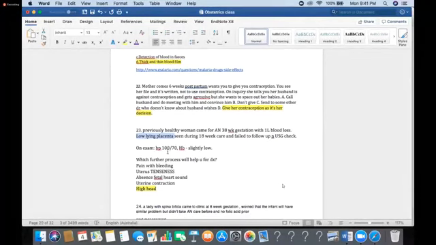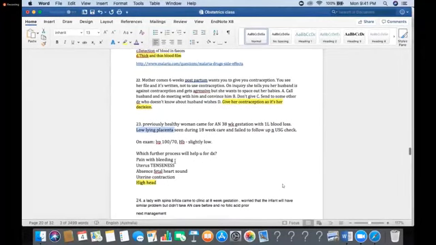So it is very simple. Placenta previa is like low lying. So where is the head? The head is floating. So high head. Okay. Pain with bleeding. I'll give you the answers to the other options.